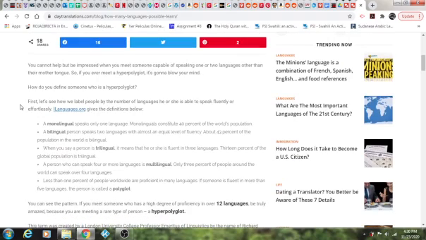Obviously you all know monolingual is a person who only speaks one language. Monolinguals are about 40% of the world's population. A bilingual person, of course, is one who speaks two languages, so that's around 43% of people. Trilingual is someone who speaks three languages, so that's around 13% of the world. And multilingual is someone who speaks 4 to 5 languages, and that accounts for only 3% of people around the world.